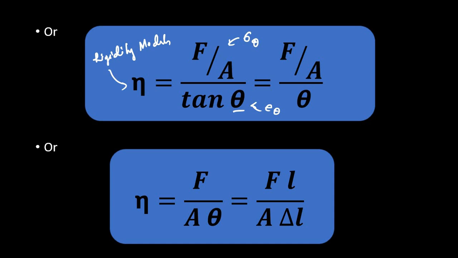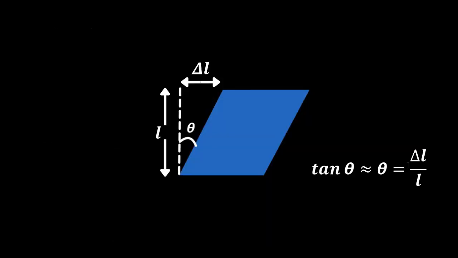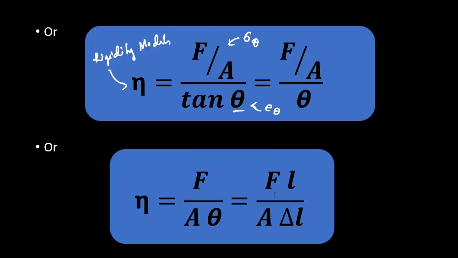Now here we have determined the value of tan theta, which is equal to delta L by L. So if we substitute that value, we get the rigidity modulus eta equal to F by A theta, or FL by A delta L, as theta is equal to delta L by L. So L goes to the numerator, and delta L remains in the denominator. This is the formula of modulus of rigidity.